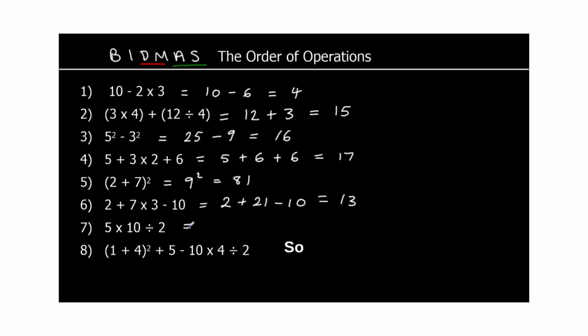Number 7. So no brackets, no indices. There's just division and multiplication. Division and multiplication, they're on the same line. We can do them from left to right. So 5 times 10 is 50. And 50 divided by 2 is 25. And the last one.